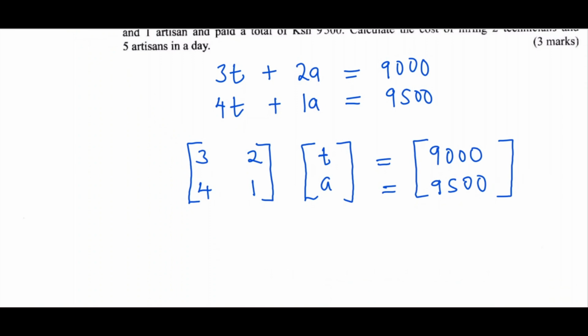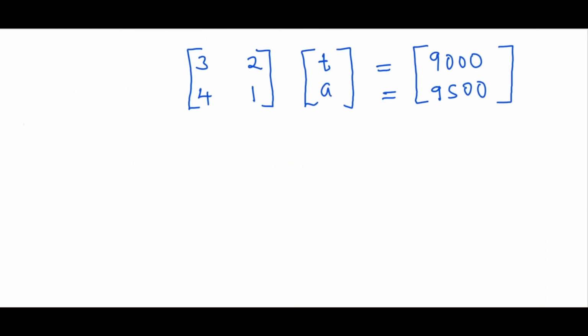We can now proceed to find the cost of hiring a technician and the cost of hiring an artisan. So we have a matrix here with coefficients, and we have a matrix with variables, but we just want to be left with the value of T and the value of A on the left hand side, and on the right hand side we want the answer for what is T and what is A. So on the left hand side, what can we do to remain with only T and A? We need to find a way to get rid of the coefficients before it. How can we get rid of these coefficients?